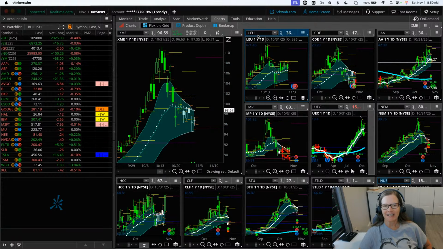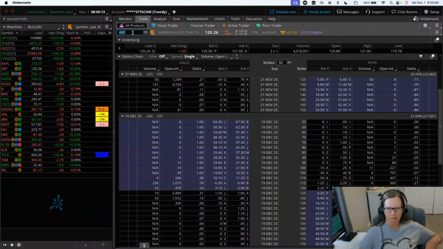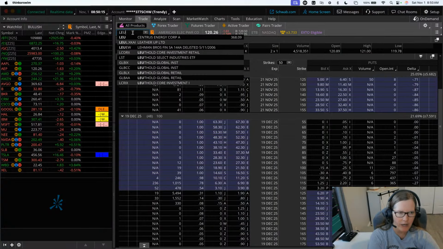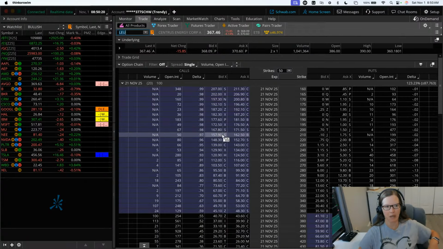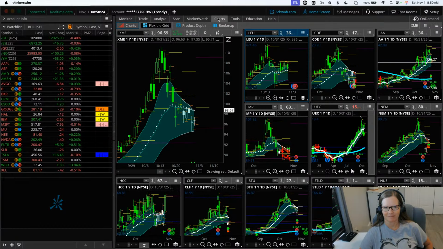All right, LEU. Let's take a look and see if it meets my criteria to trade. Looking for liquidity and affordability. No. CDE doesn't, it's below the cloud. It's got a lot of resistance right above it. Don't want to mess with that.